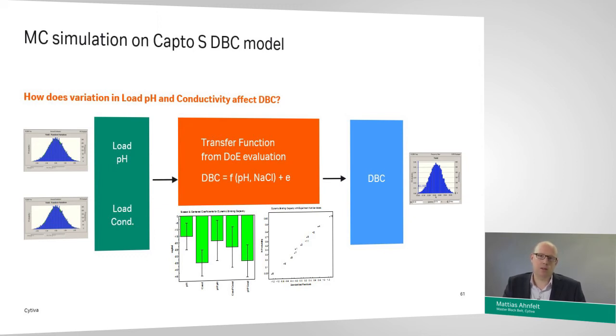So what we can do then, in effect, is to take the whole distributions and run them through the transfer function and get on the right-hand side here the probabilistic distribution for binding capacity.